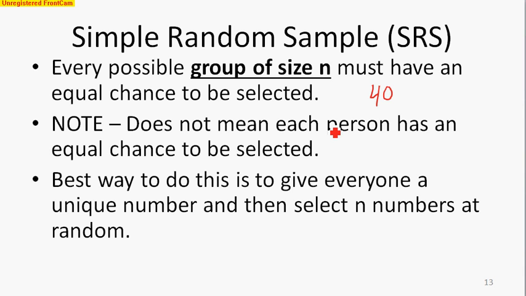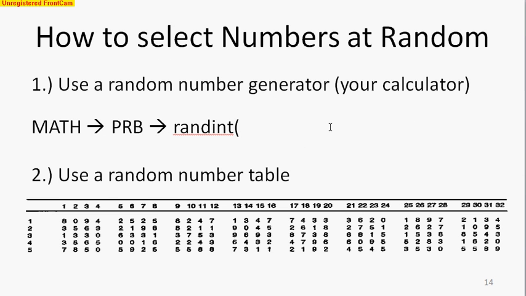So the best way to actually perform a simple random sample would be to give everybody a unique number and then select n numbers at random. So let's just say there's 1,300 kids at Twinsburg High School. Everybody's going to get a number 1 through 1,300, and then I'm going to randomly select 40 of them. Now, how do you actually randomly select numbers? Well, there are 2 ways to truly randomly pick numbers.